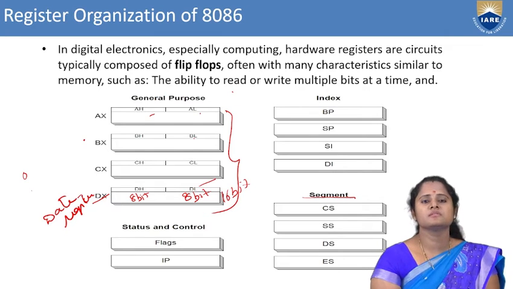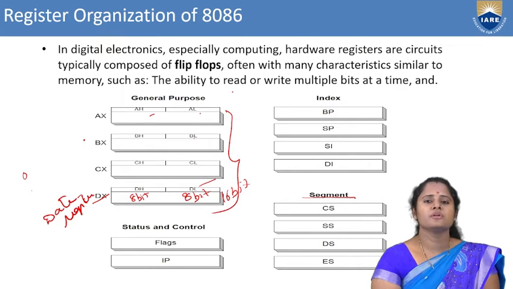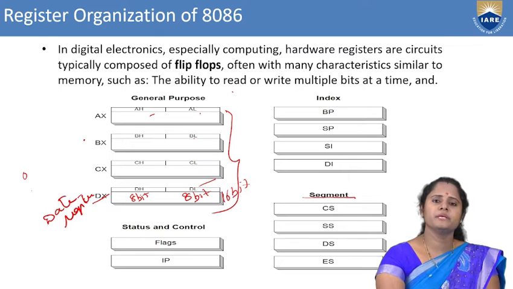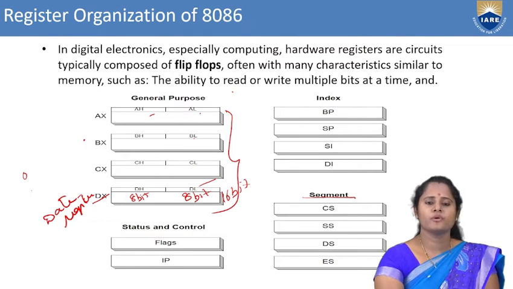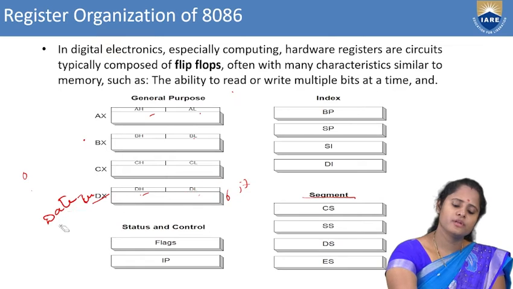So how many registers do we have? General purpose registers, 4 registers, each used for general operations like addition, subtraction, multiplication and division. AX is the accumulator register, BX is the base register, CX is the counter register, DX is the data register. Okay, now we'll see the next set of registers.